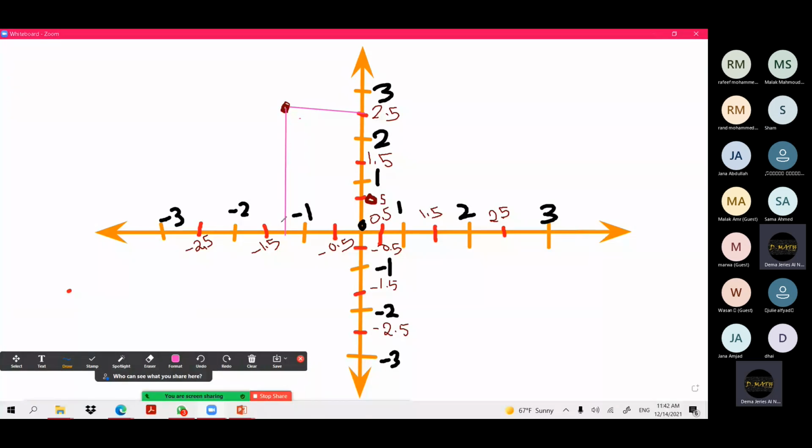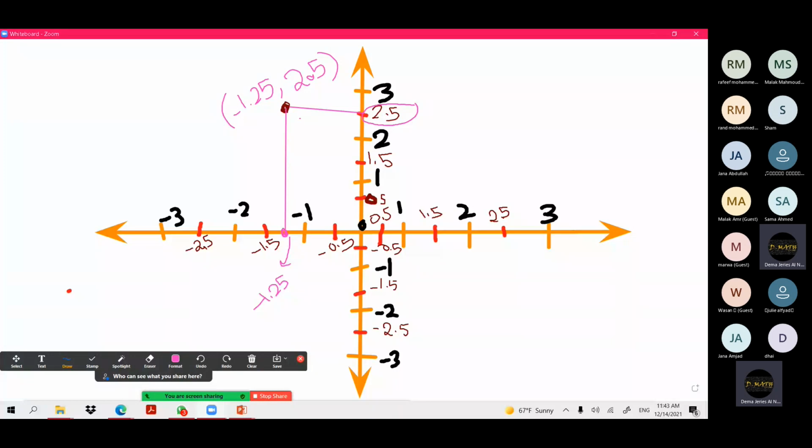Look at me here. Does this line cut at negative 1 or negative 1.5 or between them? Between them. So because it's between them in the coordinate plane, this point is negative 1.25. And then on the y-axis, it cuts at 2.5, so the value is 2.5.